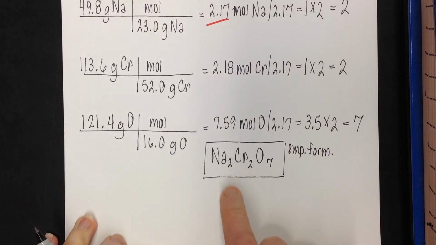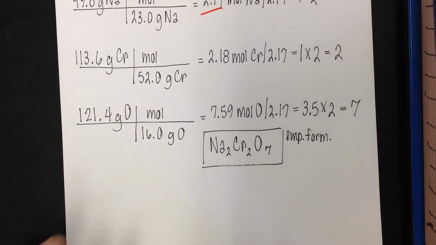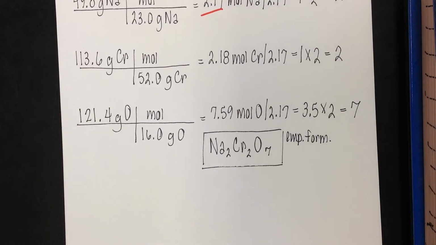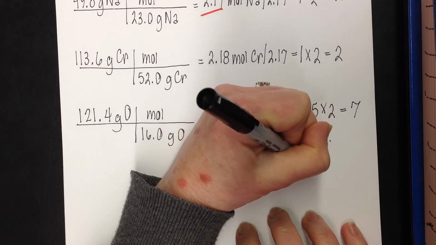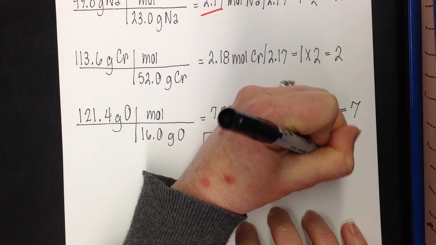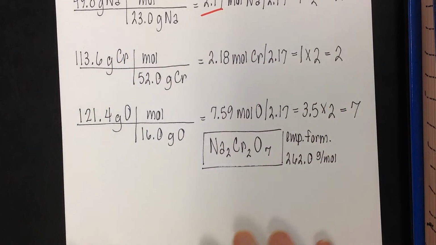Now, I know that I'm going to need that mass when I solve for my molecular formula, so I'm going to go ahead and figure that up real quick in my calculator. So 16 times 7 is 112 for the total oxygens, plus 52 plus 52 is 104, plus 23 plus 23 is 46. So my mass is 262.0 grams per mole.